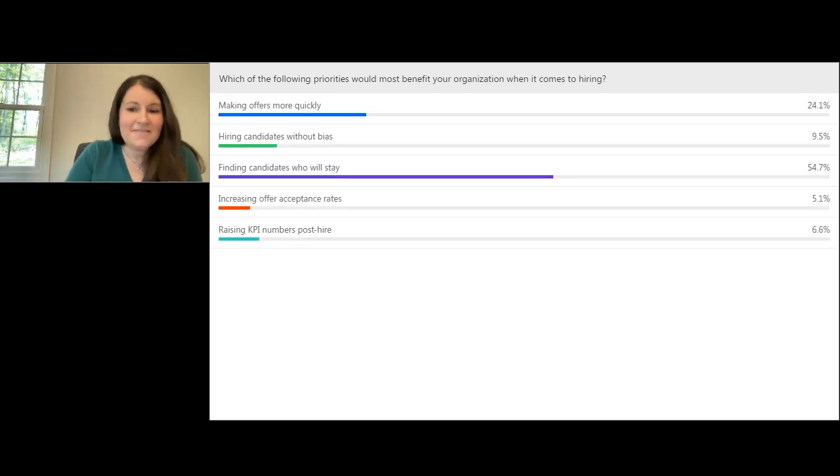All right, finding candidates who will stay is really the one thing that's keeping people up at night. Making offers more quickly is obviously very important to everyone, hiring candidates without bias, but especially in this hiring climate and this labor climate, finding those candidates who will stay wins by a landslide.